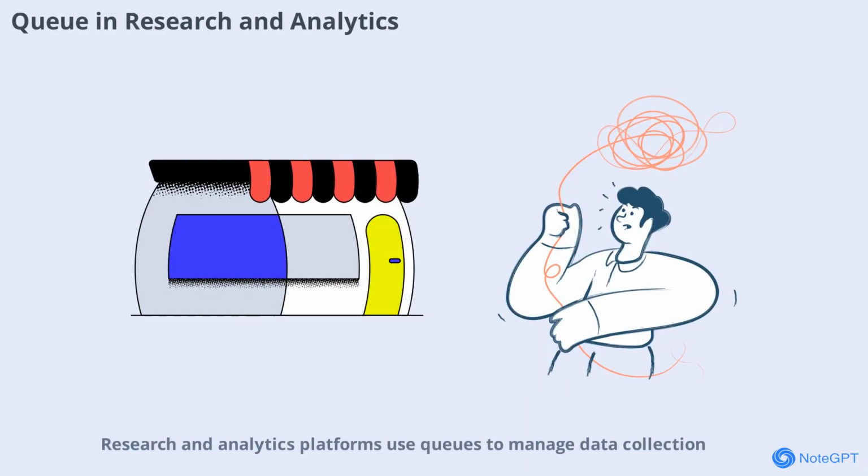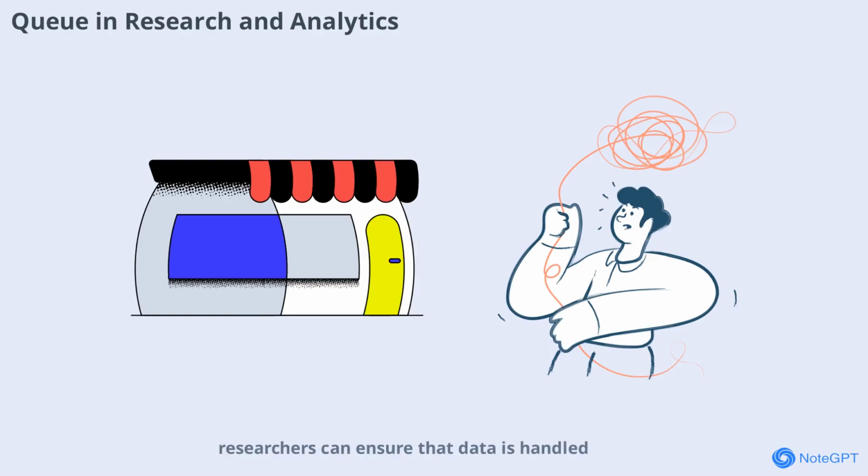Research and analytics platforms use queues to manage data collection, processing, and reporting. By organizing these tasks in queues, researchers can ensure that data is handled systematically and results are delivered on time.